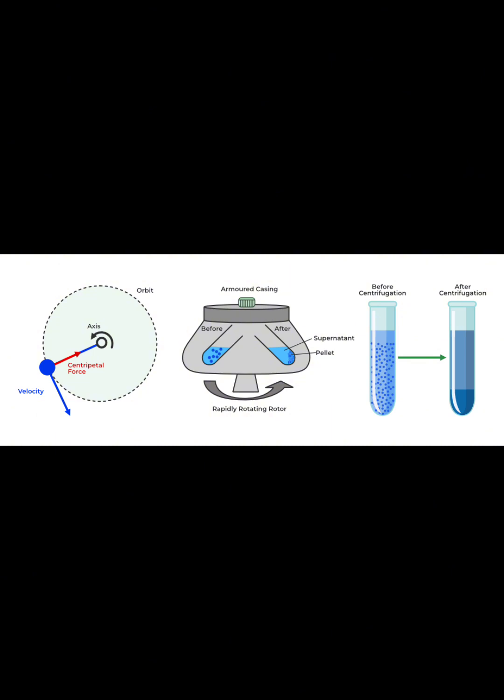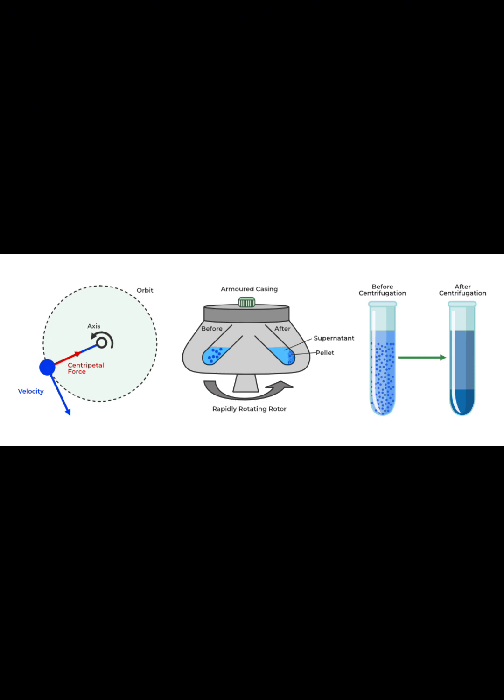For the last one, we have centrifugation. Centrifugation is a process that utilizes centrifugal force to separate components of a mixture based on their density. The first operating condition of centrifugation is speed and time. In this condition, the mixture is subjected to high-speed rotation in a centrifuge for a specific duration to allow separation.